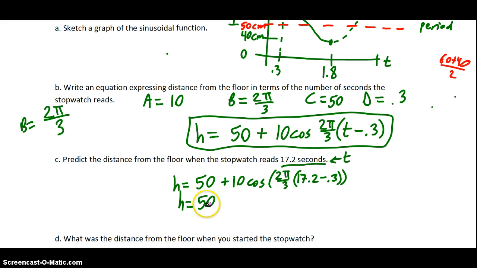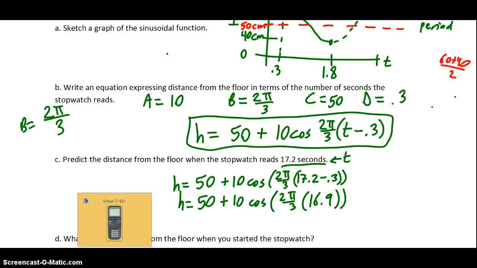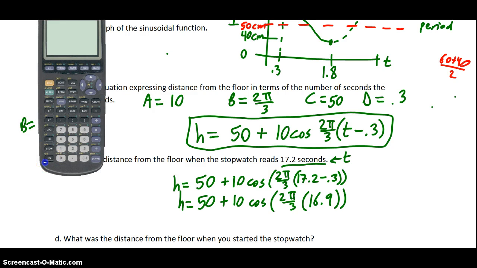You could clean this up a little bit if you'd like. For instance, 17.2 minus 0.3 would be 16.9. And you could even do a little more if you wanted to, but I would just stick to this. I would just go ahead and be ready to type this in.